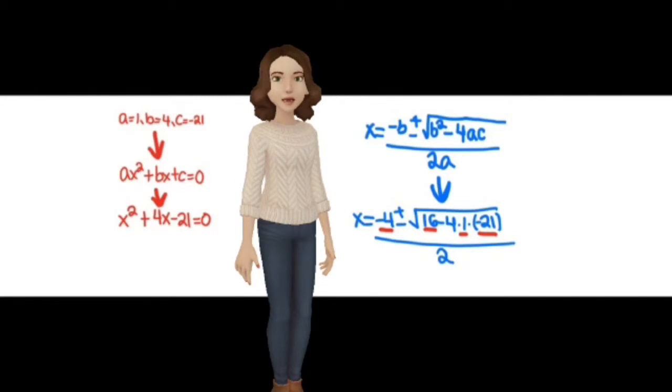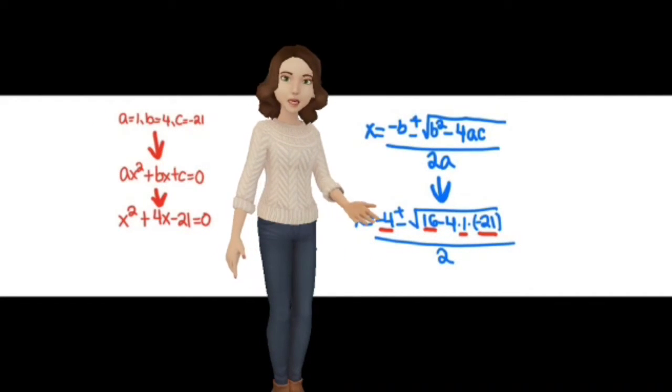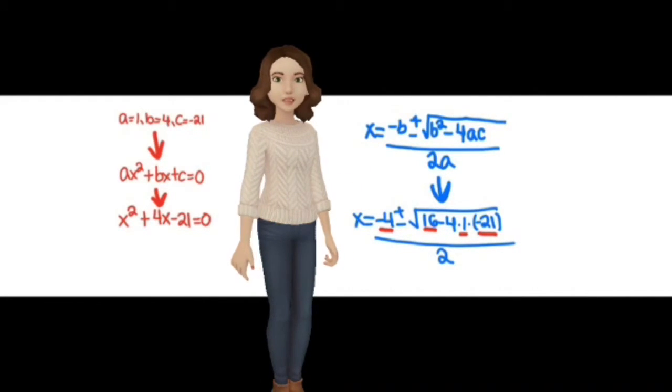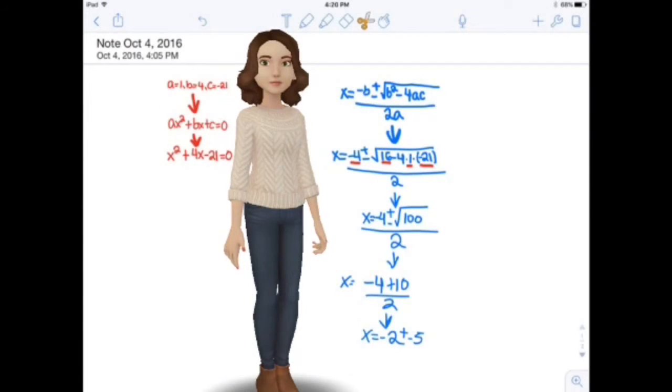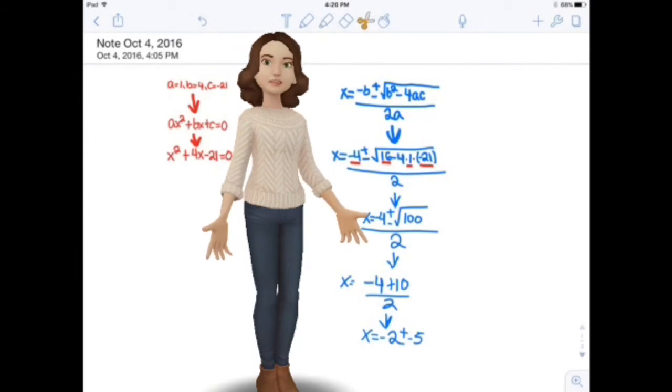We can plug that into the formula, which is x equals negative b plus or minus the square root of b squared minus 4ac, all over 2a. We're simply going to plug in those values. So we get x equals negative 4 plus or minus the square root of 16 minus 4 times 1 times negative 21, and all of that divided by 2. Now we have to solve for all that. That gives us x equals negative 4 plus or minus the square root of 100, divided by 2.